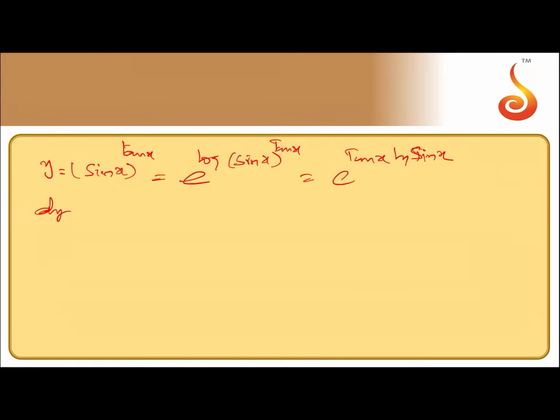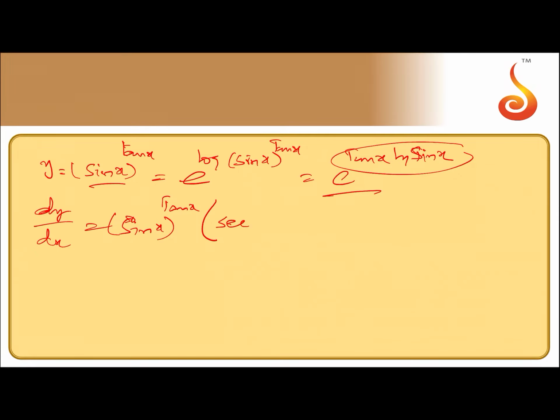Now let me find the derivative. Dy by dx is nothing but e power x is same as e power x, that's nothing but sine x to the power of tan x, sine x to the power of tan x multiplied by derivative of this one. Tan x derivative is secant square times logarithm of sine x plus tan x multiplied by log sine x derivative, I think it is cot x.